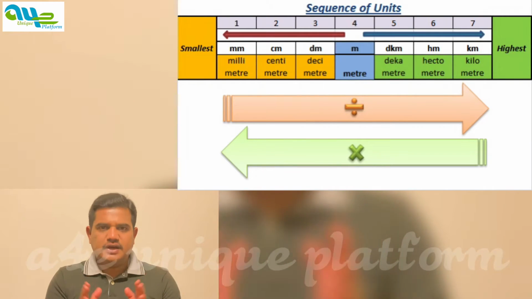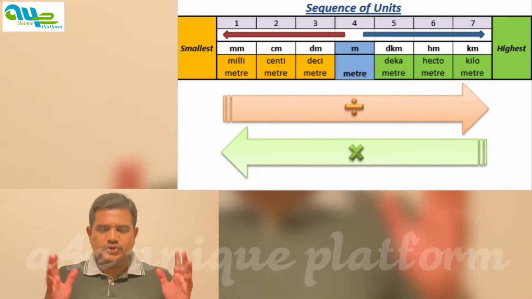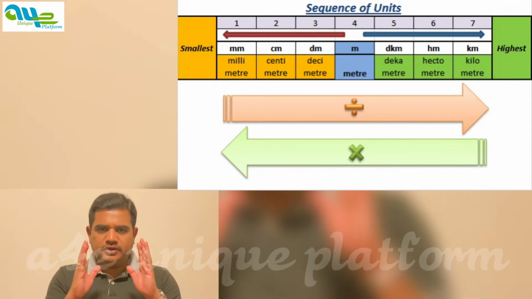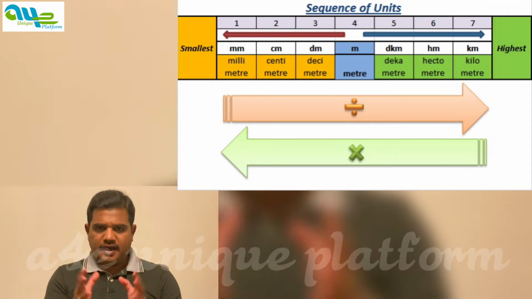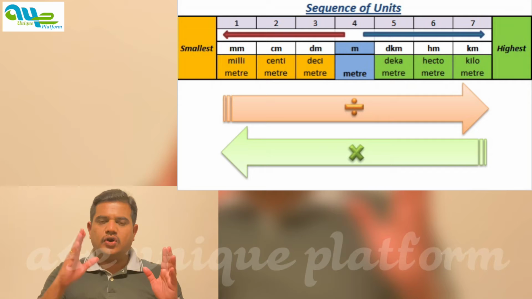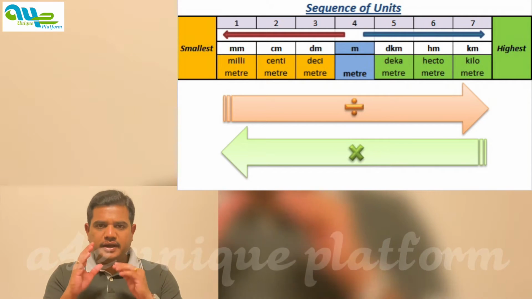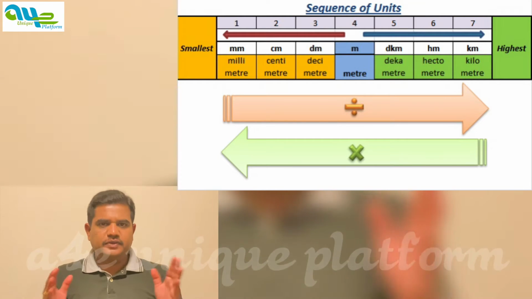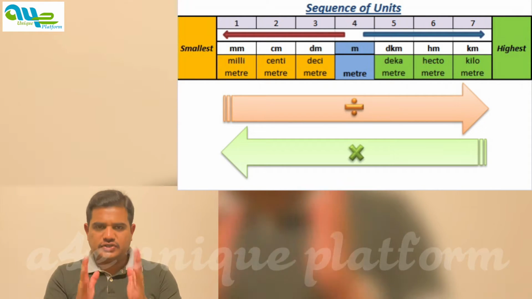So there are only 2 logics to remember to derive the units. The first logic is, keeping in mind the sequence of units, going from smallest to highest, you need to divide. And to come from highest to smallest, you need to multiply. So if the question is from smallest to highest, that is 1 millimeter equal to how many meters, then it should be a division. And if the question is 1 kilometer equal to how many millimeters, it should be a multiplication. This is the first logic.